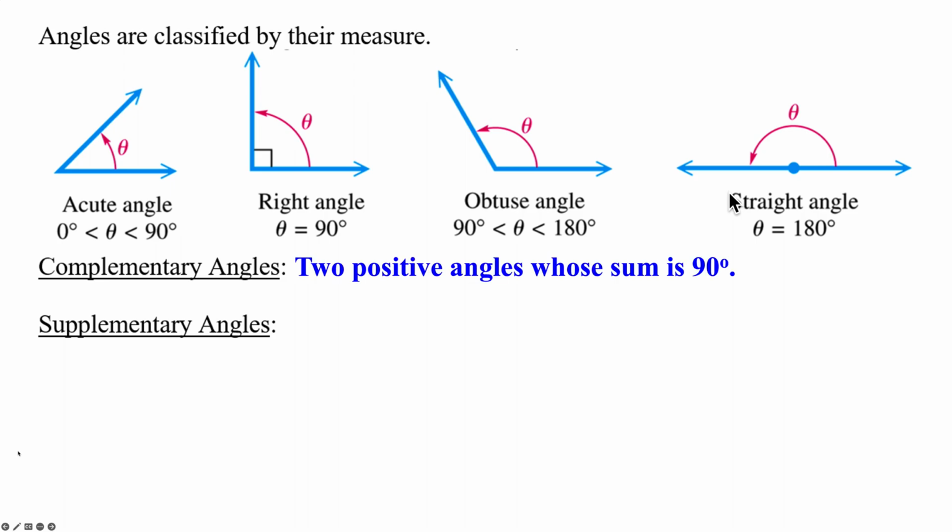Complementary angles, this is when you have two positive angles whose sum is 90 degrees. Supplementary angles, two positive angles whose sum is 180 degrees. One way for you to remember that is think about alphabetical order. C comes before S, 90 comes before 180 degrees. It's also very important to know that these two positive angles do not have to be touching each other. They don't have to be sharing the vertex. They can be off anywhere they want.